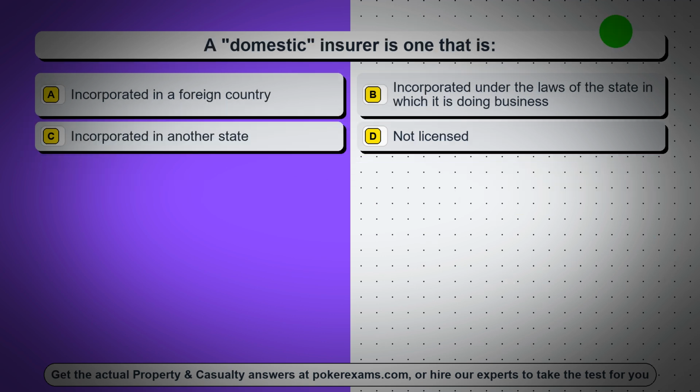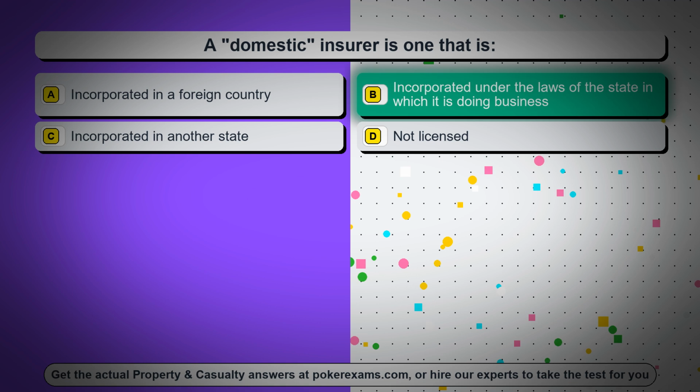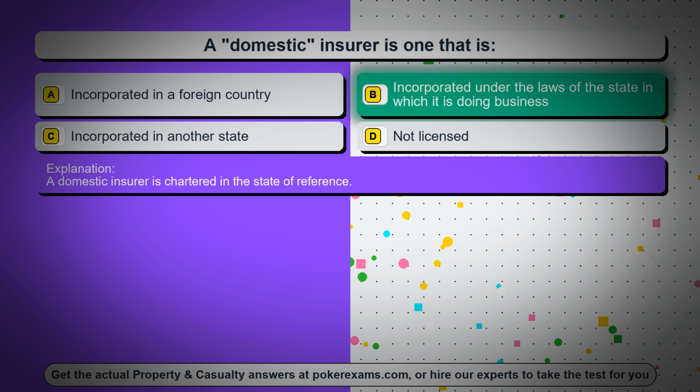Question 86. A domestic insurer is one that is: Option A, incorporated in a foreign country. Option B, incorporated under the laws of the state in which it is doing business. Option C, incorporated in another state. Option D, not licensed. The correct answer is option B, incorporated under the laws of the state in which it is doing business. A domestic insurer is chartered in the state of reference.